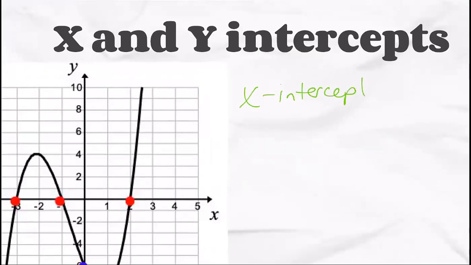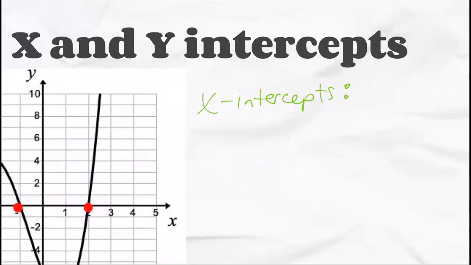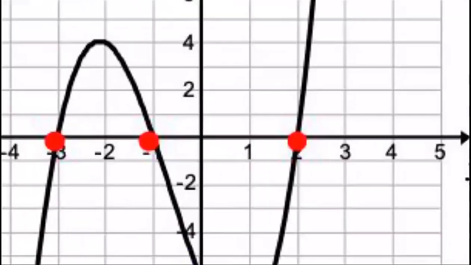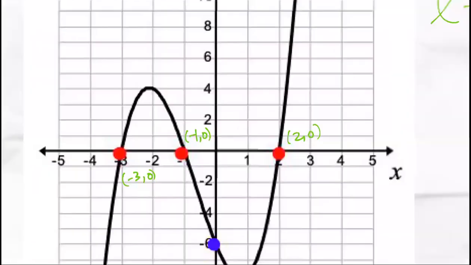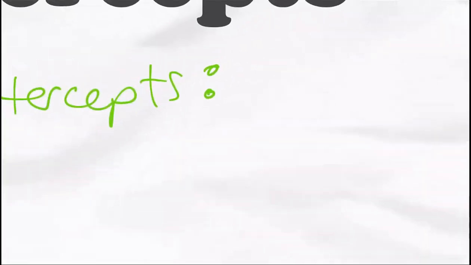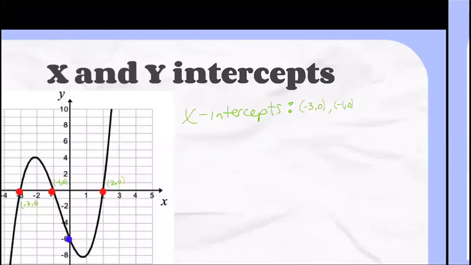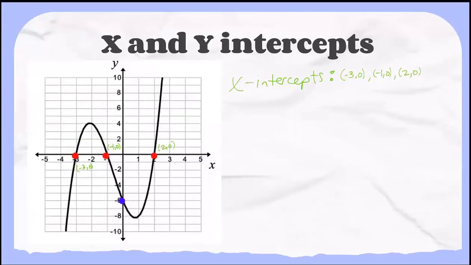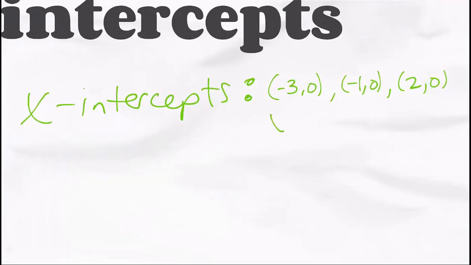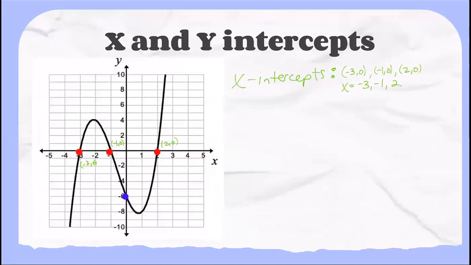X-intercepts, sometimes they're written as points. So if I wrote them as points, this one would be -3, 0. This one would be -1, 0. And this one would be 2, 0. So I could write them like that: -3, 0, -1, 0, and 2, 0, because those are the places it's crossing. Sometimes you also see it written as x equals -3, -1, 2. So depending on the format, those are your x-intercepts.